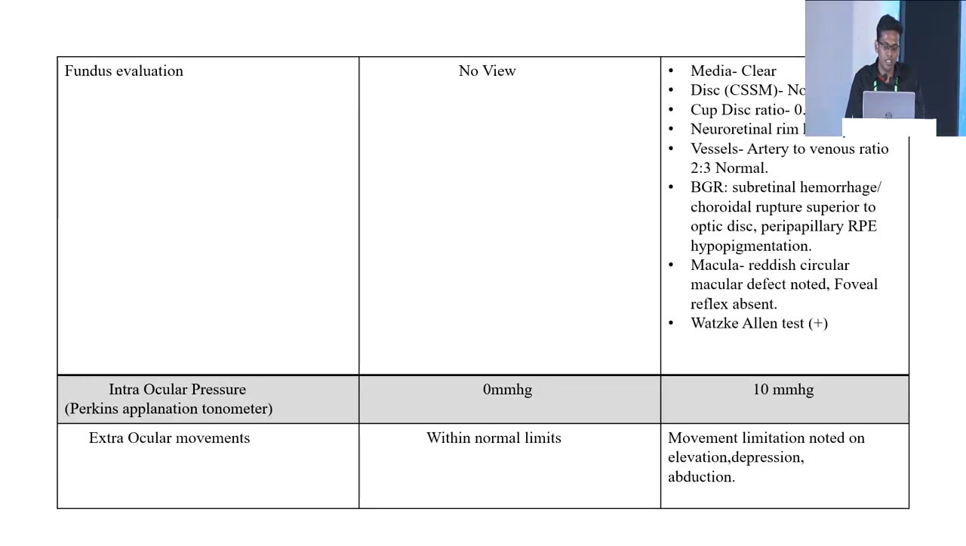Macula showed a reddish circular macular defect with an absent foveal reflex. Vasquez-Allen test was done and it was found to be positive. Intraocular pressure was found to be 10 millimeters of mercury. Extraocular movements showed limitation in elevation, depression, and abduction.